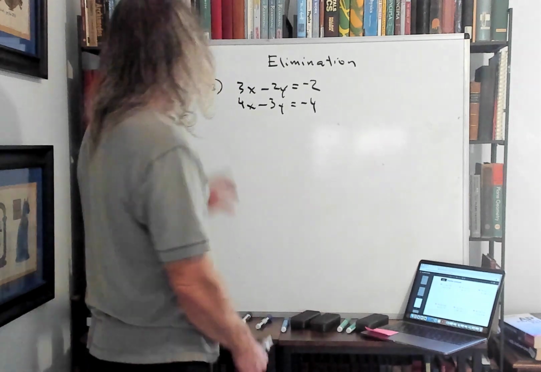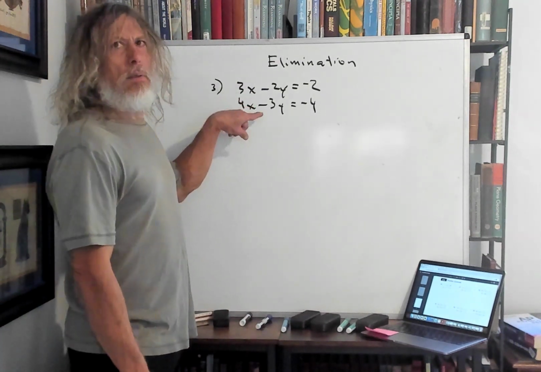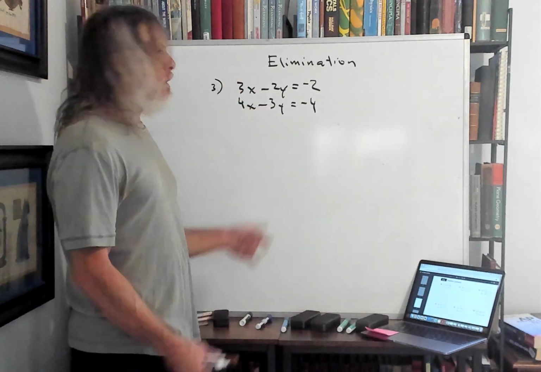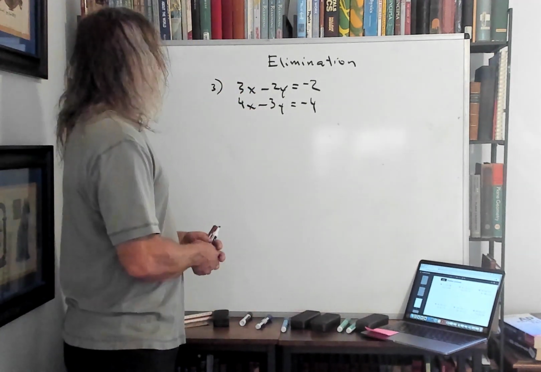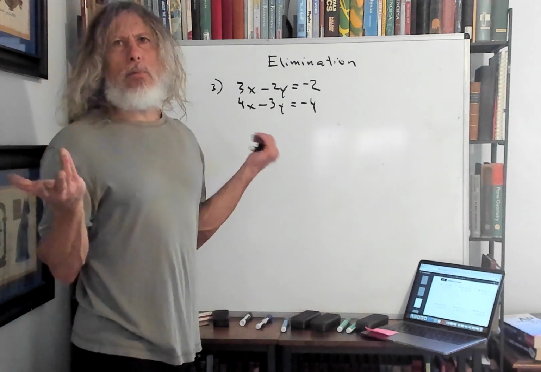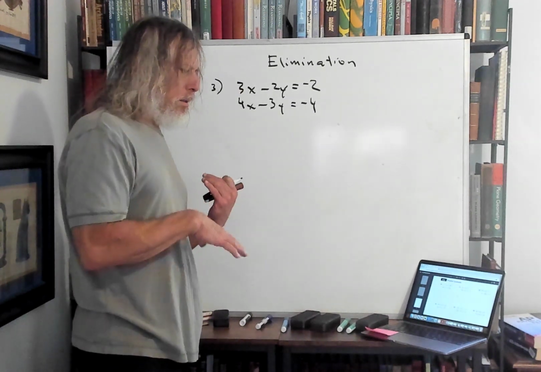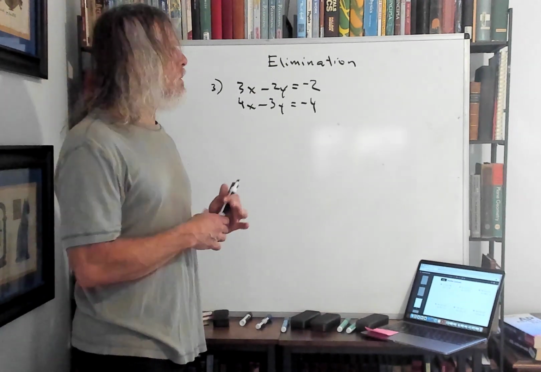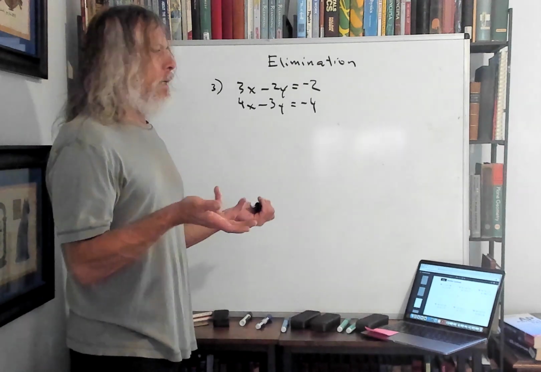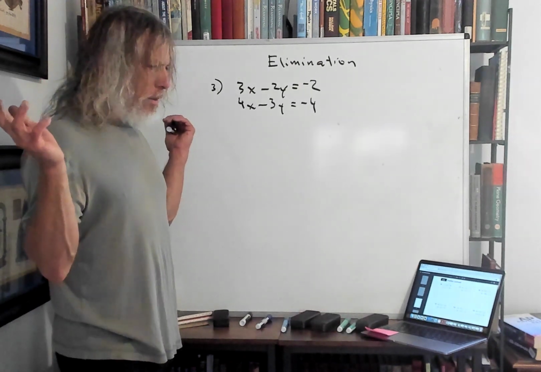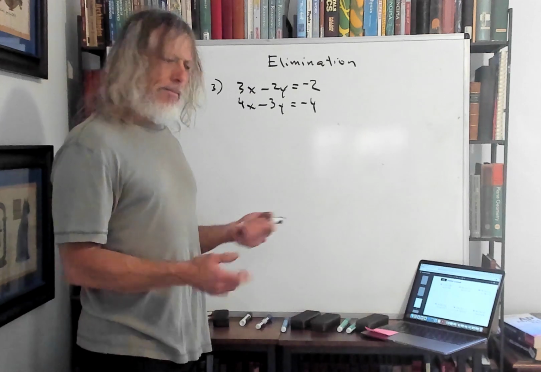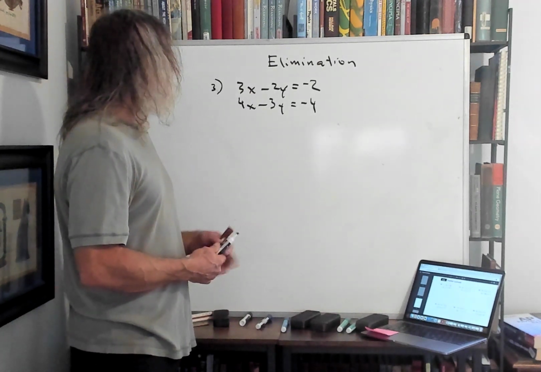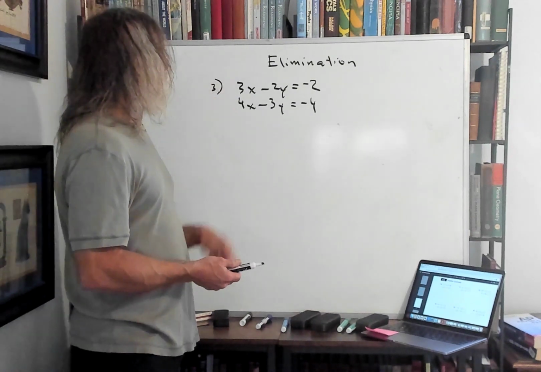But we can't just add or subtract these because they're not opposite. They're not equal but opposite. Neither are these. So we need to make them so. So we can choose to get rid of whichever one we want. You can get rid of the x's first, or you can get rid of the y's first. Whatever you choose. Or you can decide you want to get rid of the x every time to make it easier if you think so, or get rid of the y every time if that works for you. But here I'll say I'll get rid of the x.